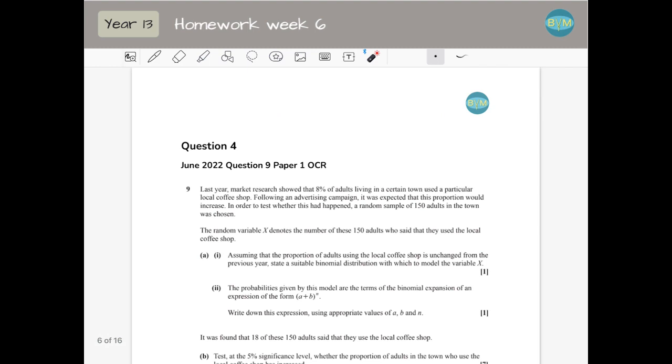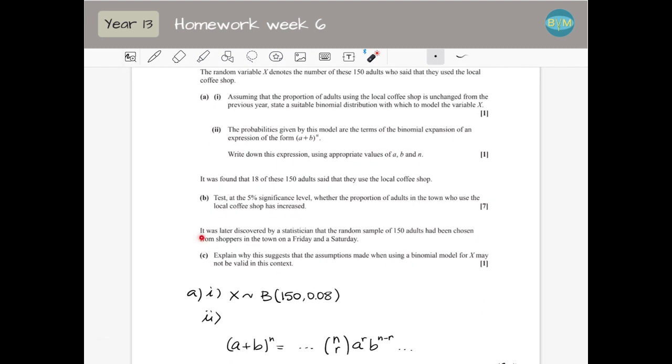And then, what else? It was later discovered by statisticians that the random sample of the 150 adults has been chosen from shoppers in the town on a Friday and a Saturday. Explain why this suggests that the assumption made when using a binomial model of X may not be valid.